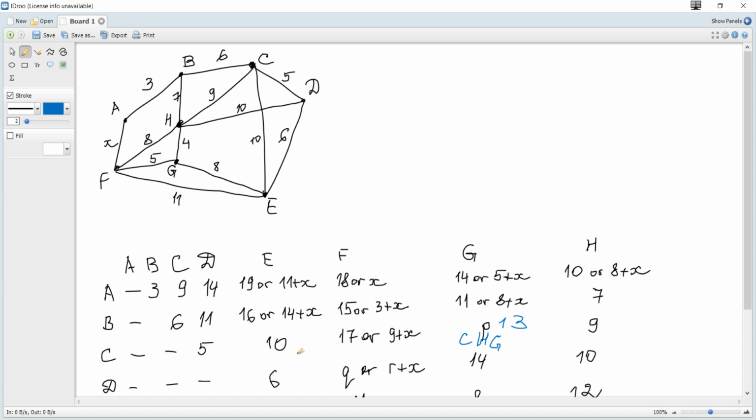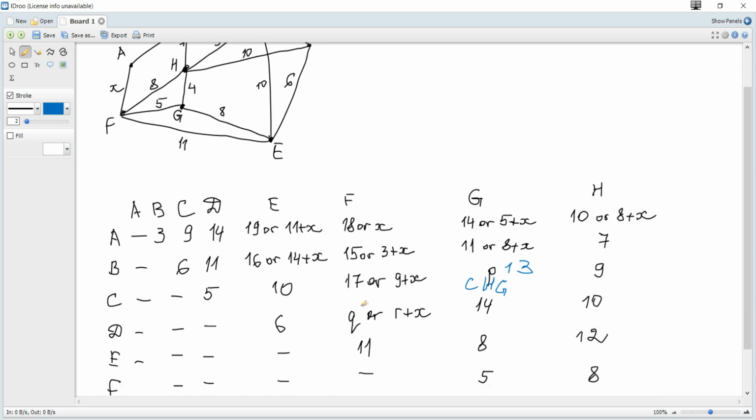Q is D to F. Again, just by inspection, you can see, without x, it seems 6 plus 11 is the least possible distance, so it's actually DEF, and 17.